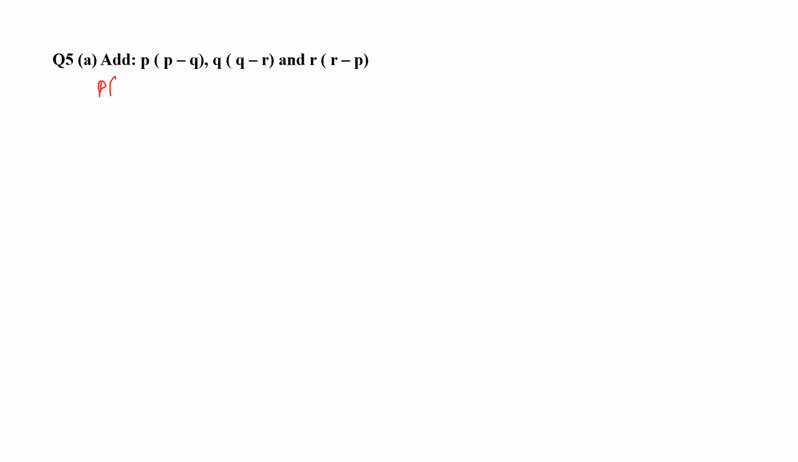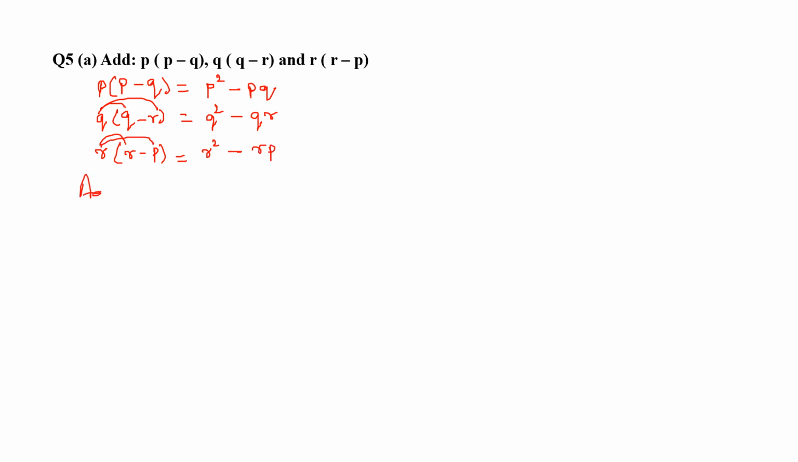First do p into p minus q. Now find the value. p into p will give me p square and p into q will give me pq. Next you multiply q into q minus r. So q into q will give me q square minus q into r will give me qr. And then r multiplied with r minus p. So r multiplied with r will give me r square minus r multiplied by p will give me rp. Now you have to add all these three expressions. So it will be p square minus pq plus q square minus qr plus r square minus rp.